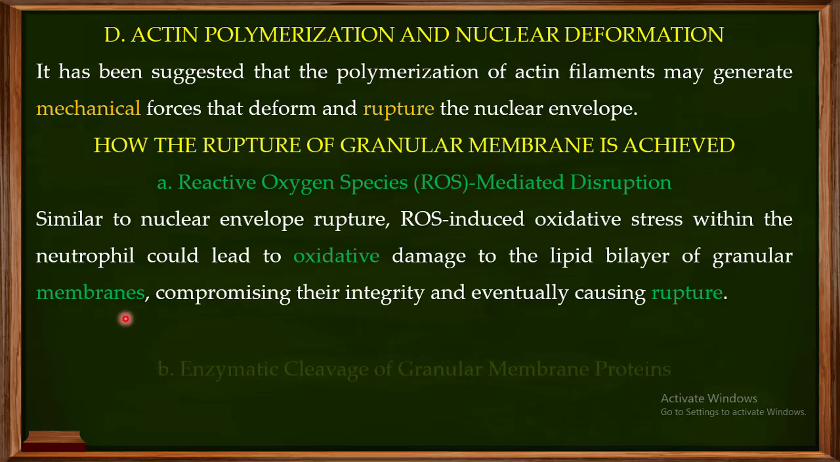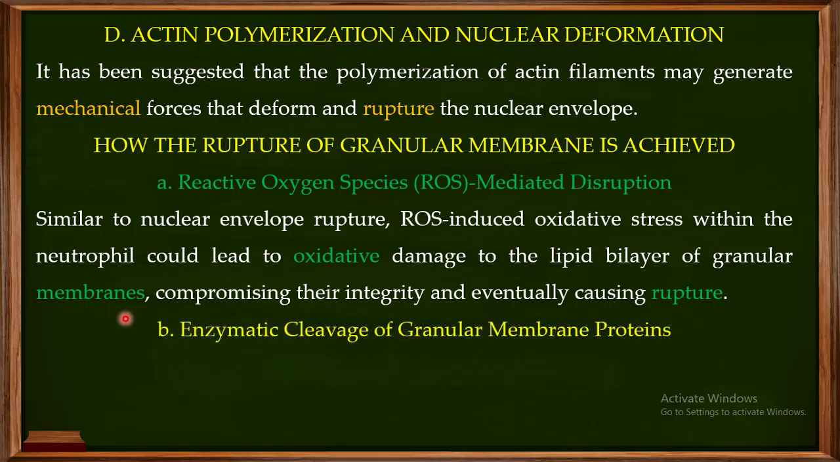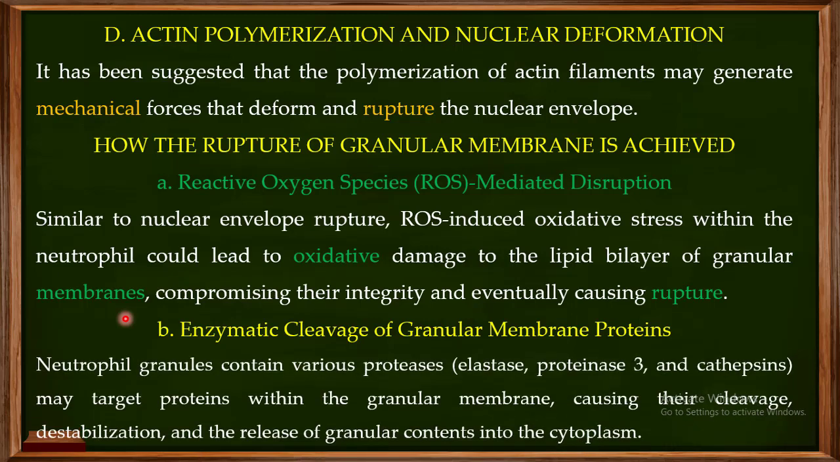That is one mechanism. Another mechanism is the enzymatic cleavage of the granular membrane proteins. Now, if you look at the neutrophil granules, they contain a variety of proteases. For example, the elastases, proteinase 3, the cathepsins. I have detailed videos on these enzymes, and these proteases may target proteins within the granular membrane, causing their cleavage, destabilization, and the release of the granular content into the cytoplasm.